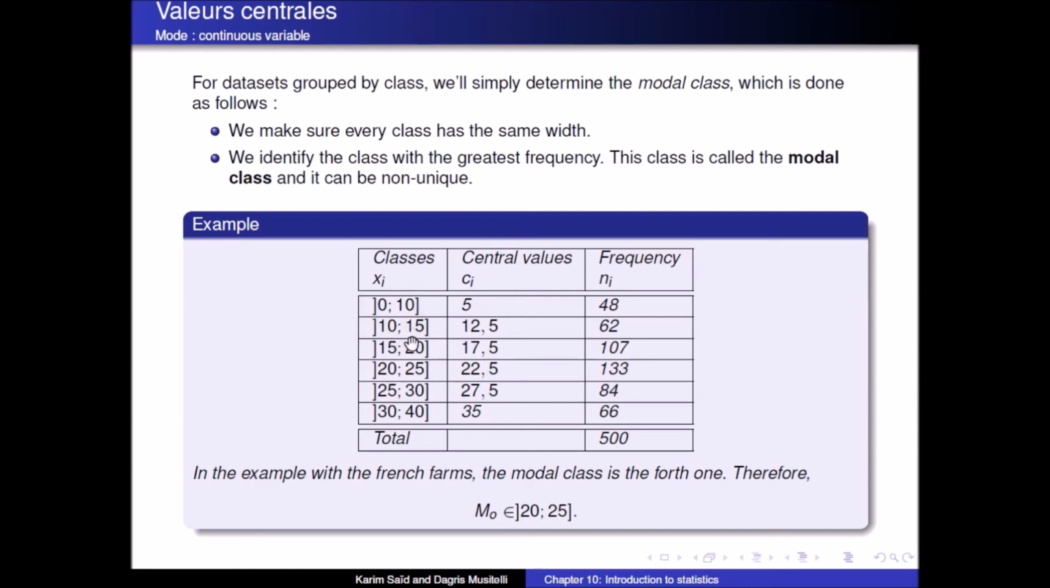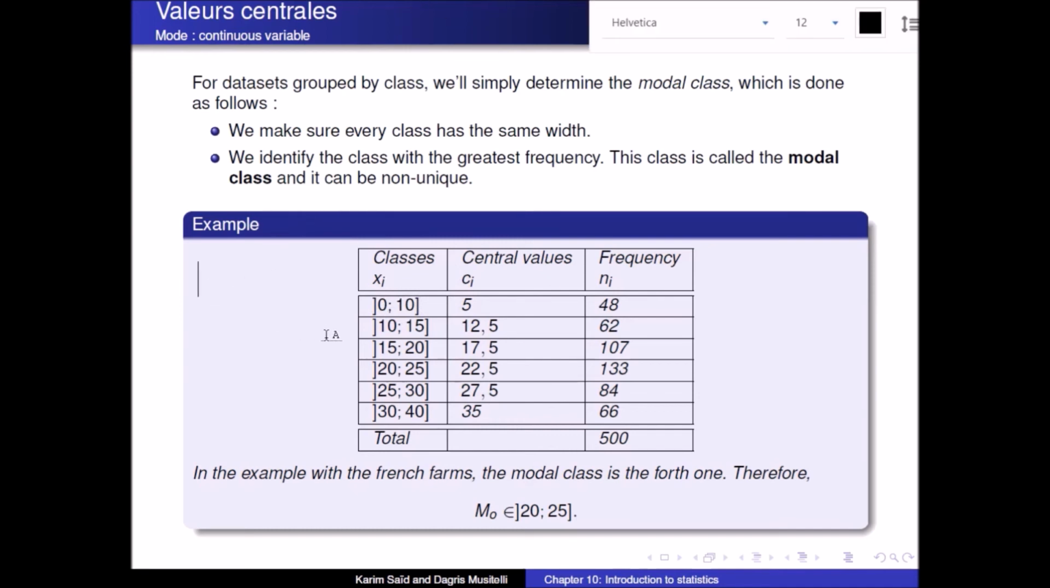Here we can see the length is 5, here so, here yes, but the first one has a length of 10. So what we can do is split it into two subclasses. The first one from 0 to 5, and the second one from 5 to 10. Like this, we have the same length as the other ones, and also we have to say, okay, if I split it into two subclasses, and in total I have 48, it means the first one will have a frequency of 24 and the second one also.